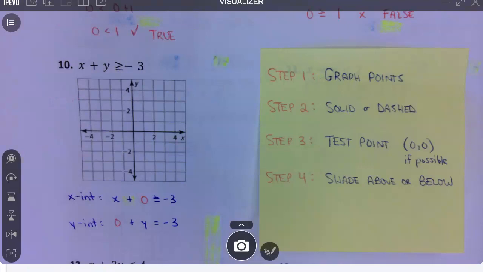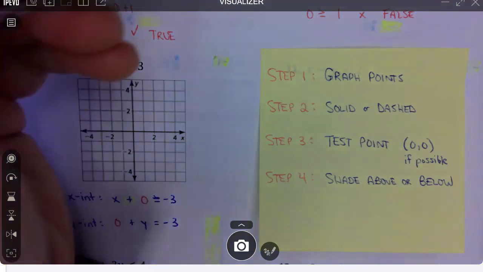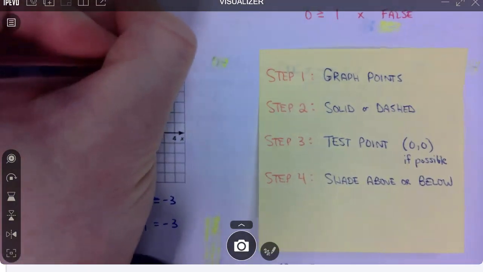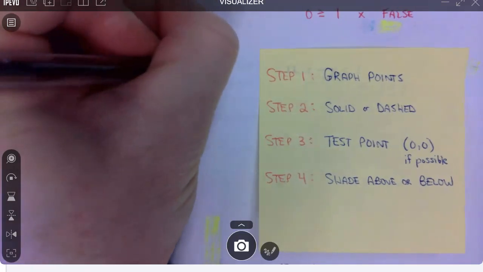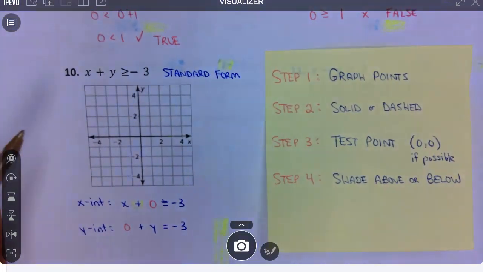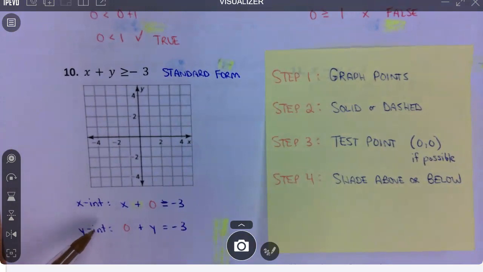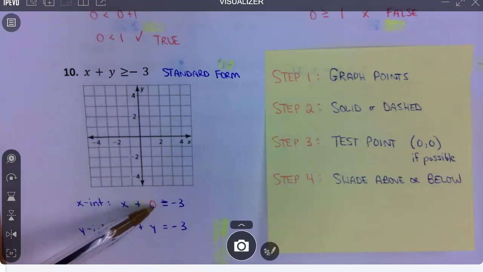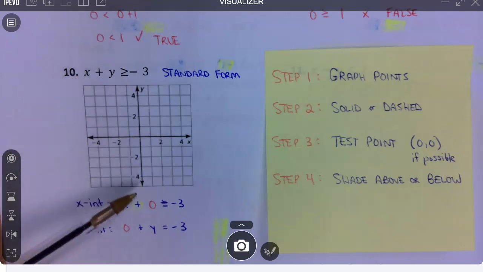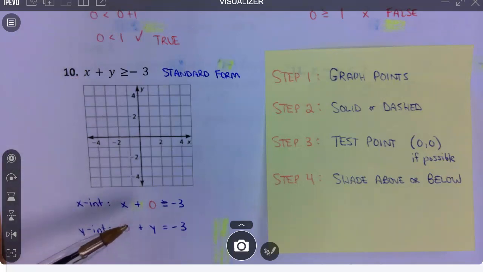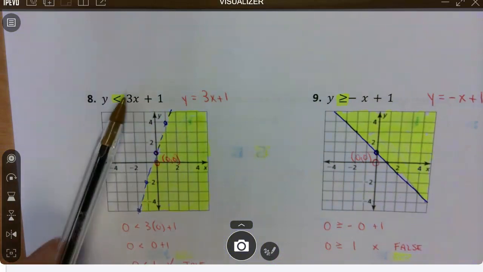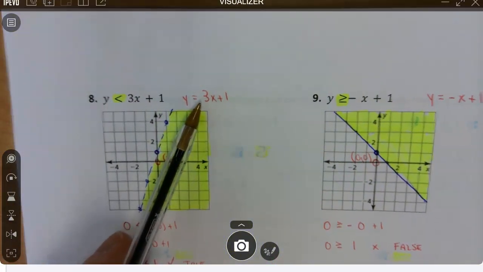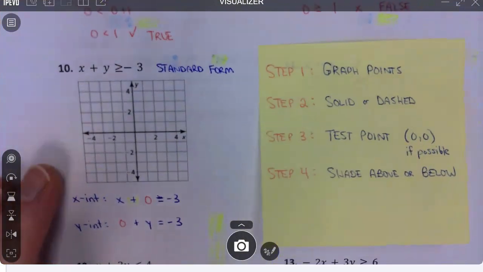As we get to number 10, you'll notice that equation is not in y equals mx plus b. This one is in standard form. And when we have an equation or an inequality in standard form, the way we graph it is by finding the intercepts. And you find the x-intercept by making the y value 0, and we find the y-intercept by making the x value 0. Now, just like we did up above when we turned these equations quickly into y equals form for graphing purposes, we're going to do that as well here.